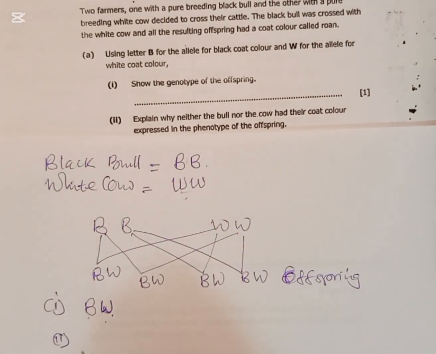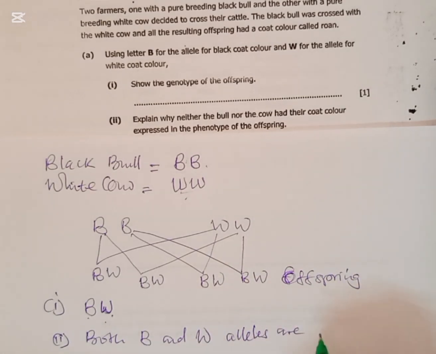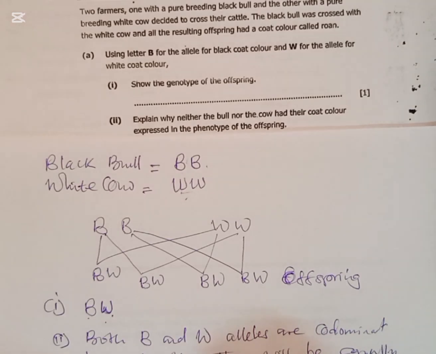So that's the reason. So the reason is that both B and W alleles are codominant to each other. That is to say, they will be equally expressed in the phenotype.